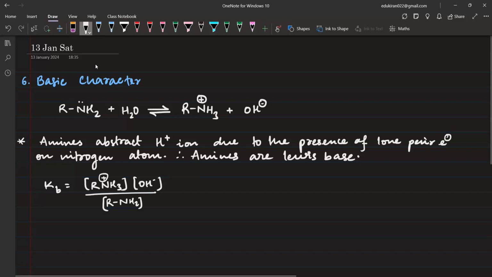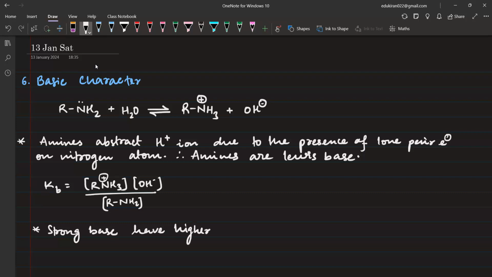So we can say that a strong base have higher value of Kb. ठीक है? डिसोसिएशन कांस्टेंट ऑफ बेस, अगर आपके पास स्ट्रॉन्ग बेस है तो डिसोसिएशन कांस्टेंट ऑफ बेस भी क्या होगा? ज्यादा होगा. Now next thing is the relationship between Kb and pKb.